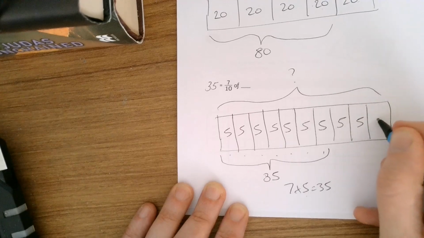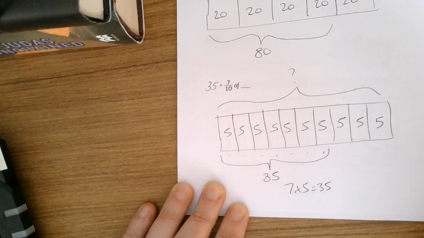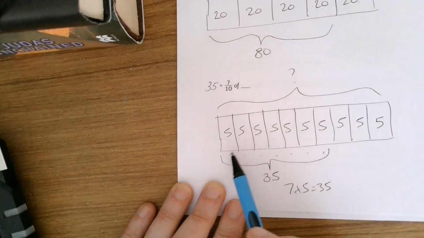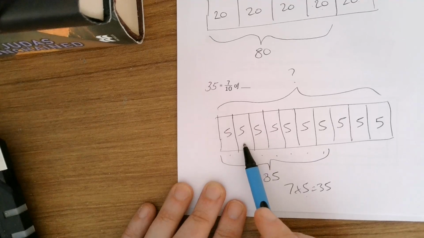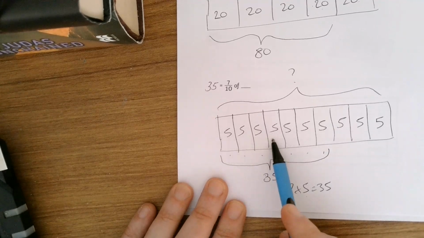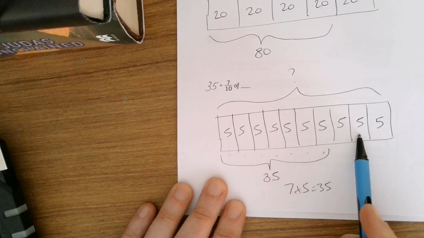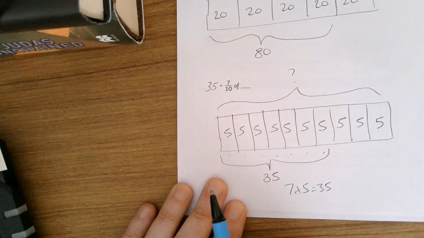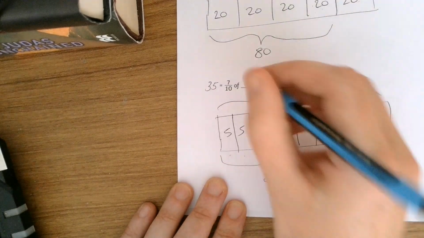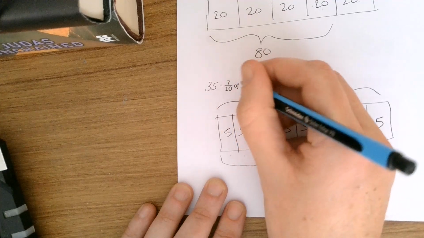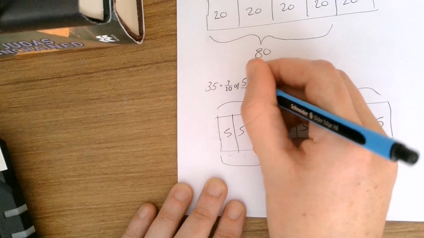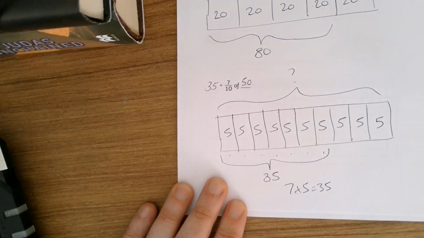Another 5, another 5, and another 5. So we have 5, 10, 15, 20, 25, 30, 35, 40, 45, 50. Okay. So I have 50 here. So 35 is 7/10 of 50. So we have got that one there.